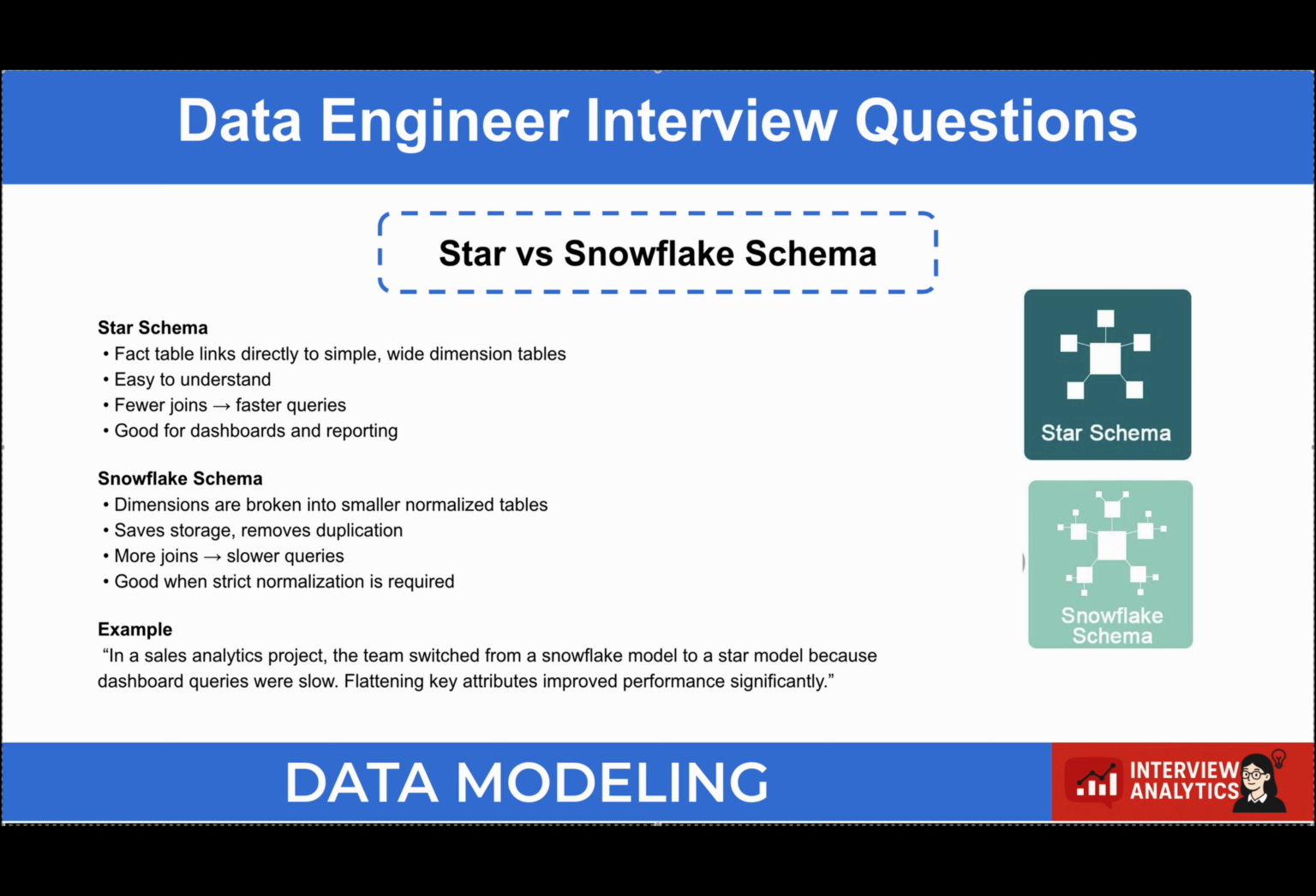One real life example of this can be in a sales analytics project. The team shifted from a snowflake model to a star model just because the dashboard queries were getting slow. After flattening of the key attributes, performance improved significantly. This clearly shows that the star schema is usually more efficient for analytics workloads.